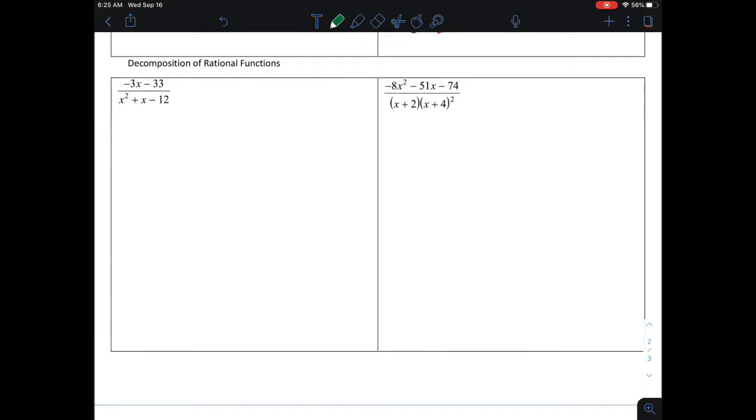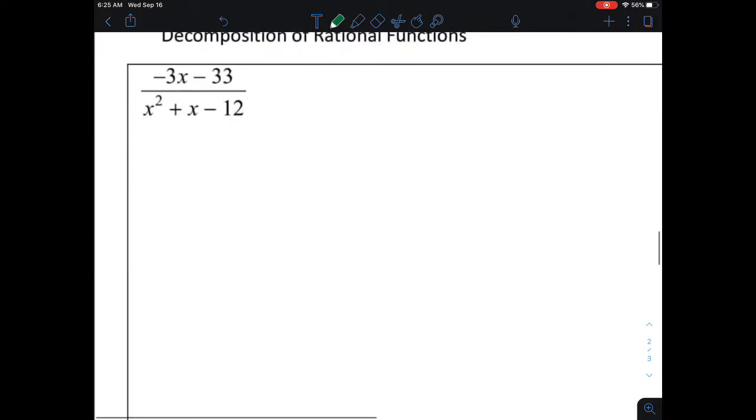Okay, last thing here is the decomposition of rational functions. So basically we're trying to undo the adding and subtracting of two rational functions. The way we start this is you need to factor the denominator. So I factor the denominator. That's going to be x plus 4 times x minus 3.